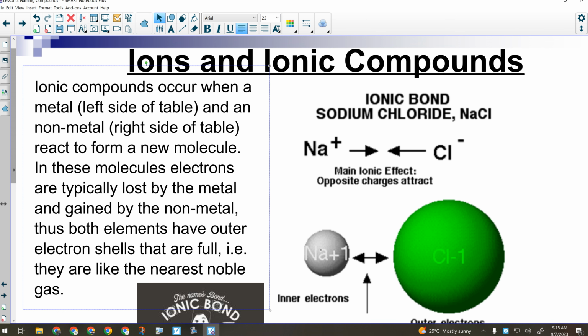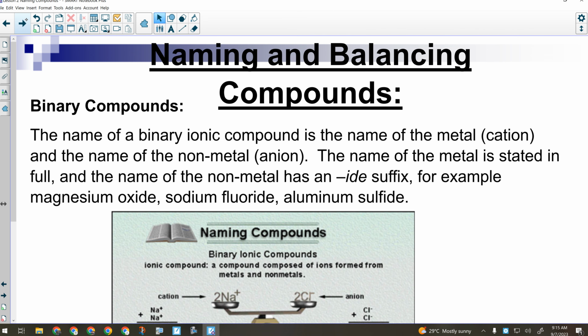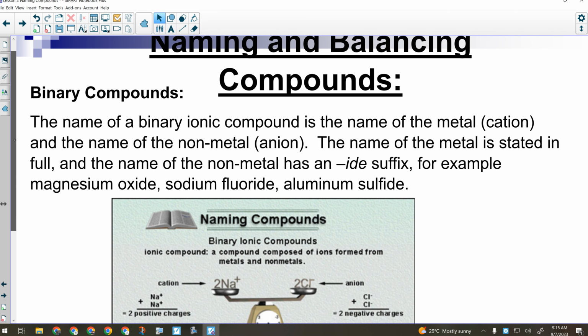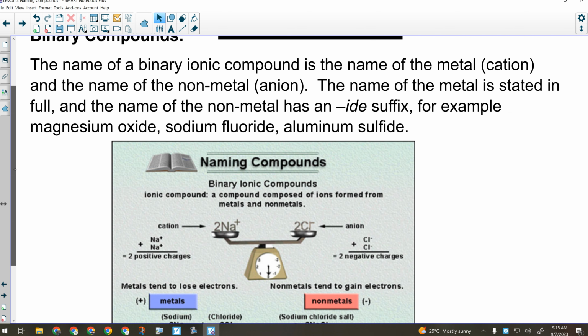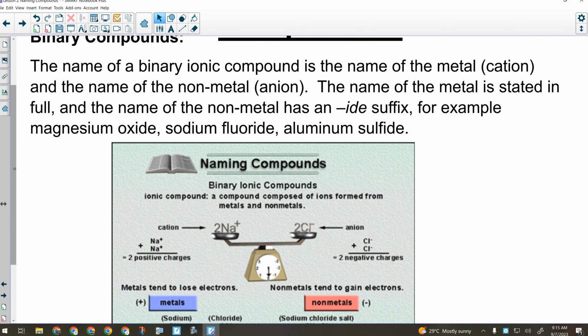We always name the metal first and the non-metal second, and we change the ending of the non-metal to -ide. And that's all there is to naming an ionic compound. The metal first, the non-metal second, change the ending of the non-metal to -ide. So naming them is pretty straightforward. Do I ever have to put in prefixes? No.